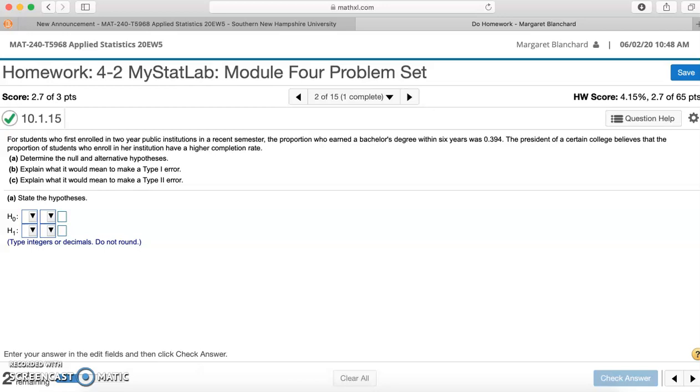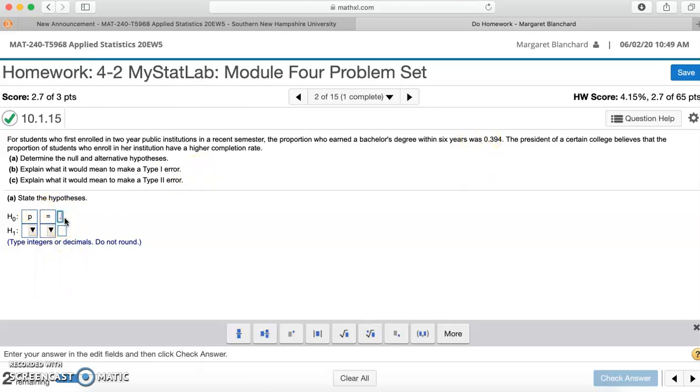Part A, state the hypotheses. So remember that null hypothesis, H naught, is always that whatever statistic we're looking at is equal to a certain number, whatever we're testing, our test statistic. So in this case, we're looking at the proportion. The problem tells us that, right? So that's P equals, and the number they gave us is 0.394.